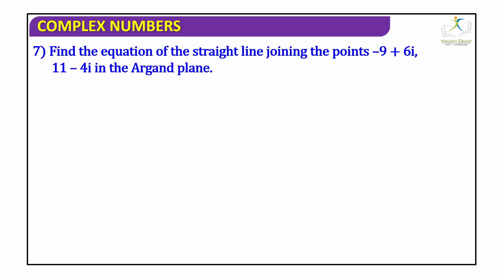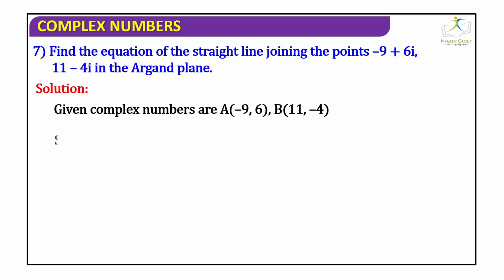Now question number 7 in front of you. Question is, find the equation of a straight line joining the points -9 plus 6 iota and 11 minus 4 iota in the argand plane. Students, what we have here are 2 points. One point is -9 plus 6 iota, the other point is 11 minus 4 iota, given in the argand plane, and you have to find the equation. So we know how we find the equation of a straight line: we first find out the slope.